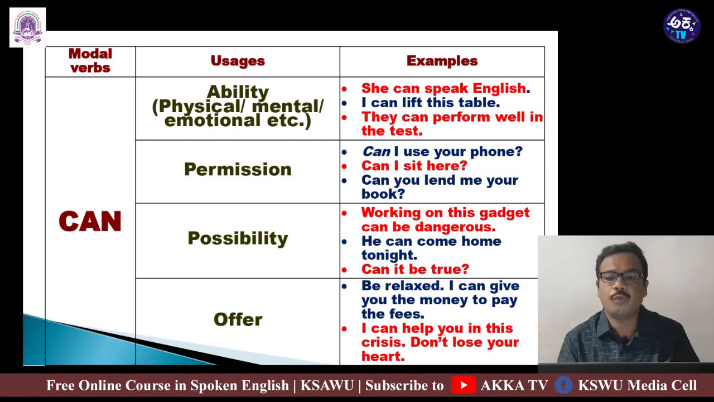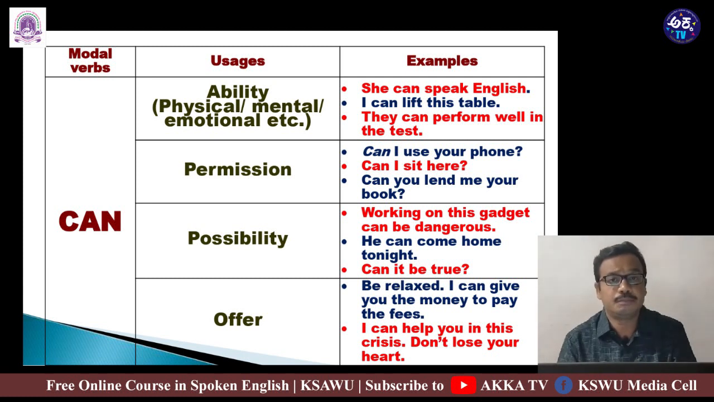Then, they can perform well in the test. They can perform well, it's their mental ability. They can perform well in the test, right? So these are the sentences which use the modal auxiliary can, and here it is used to refer to the physical, mental or emotional ability of the person.